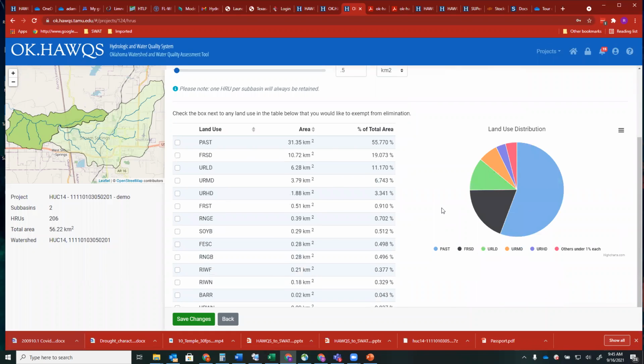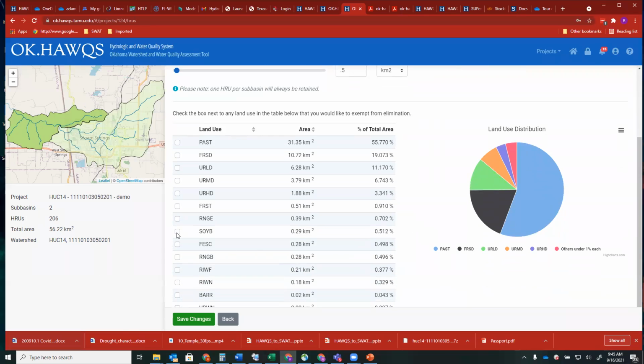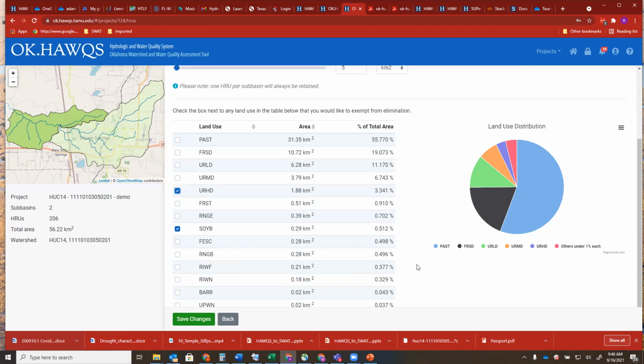But if you want to protect a particular land use, you can always check it actually. So if you check the box next to any land use, those will be exempt from elimination, meaning it will not be subject to this criteria of 0.5 square kilometer. So let's say, for example, I want to protect soybean because later I'm going to show you a demo of how to change that to something different like corn or winter wheat or some other crop, for example, okay? Or if you want to say, okay, I also want to protect this urban high density, okay, you can select that actually. So whatever land use that you want to protect, you can do that here.